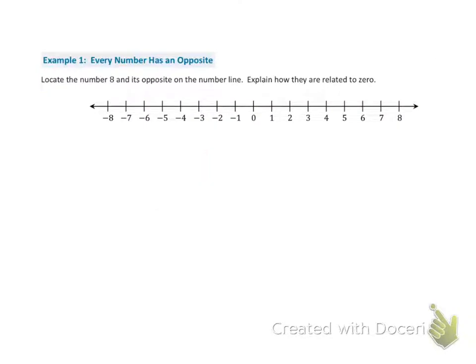Let's look at example 1. Locate the number 8 and its opposite on the number line. So I'm going to locate 8. And I know that's 8 because it's 8 spaces away from 0. Its opposite would be 8 spaces away from 0 in the opposite direction, to the left. And that gives you negative 8.